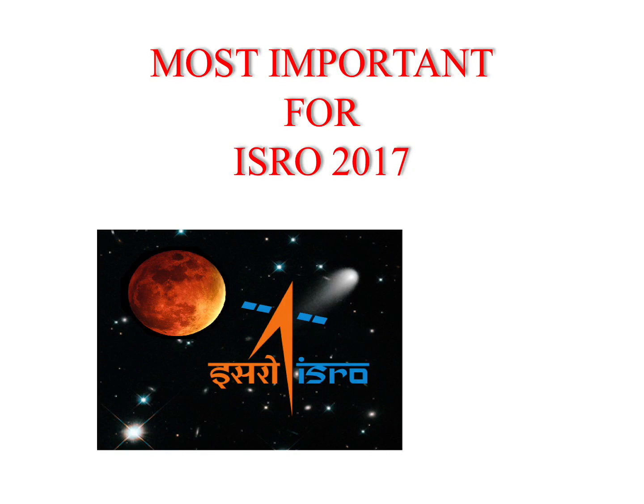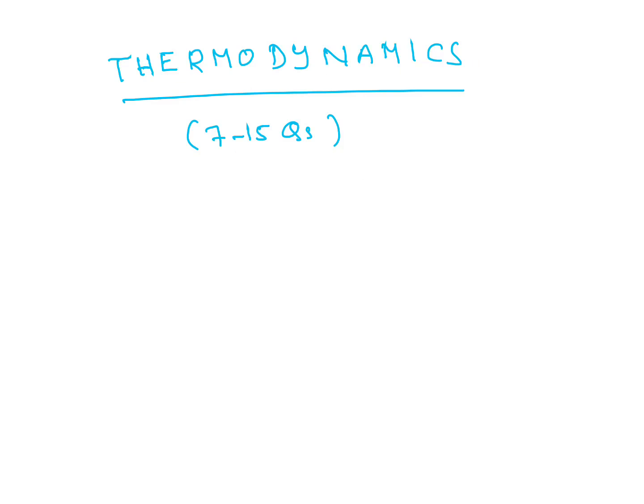In this video I will cover the most important parts of thermodynamics for the ISRO 2017 exams. In thermodynamics, one or two questions are asked based on graphs. So first I will tell some graphs, after that some theory questions and formulas. This is part 1. In thermodynamics, 7 to 15 questions are asked every year.